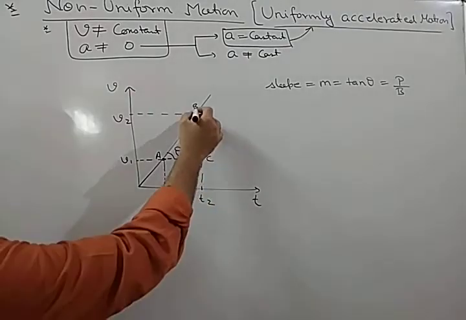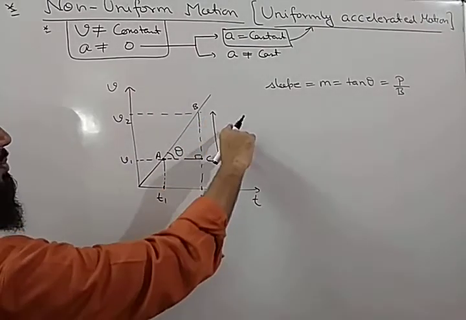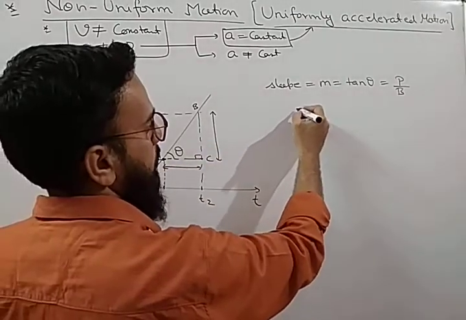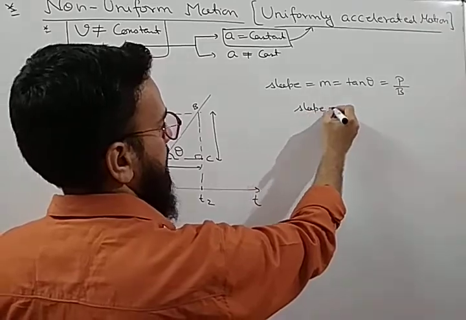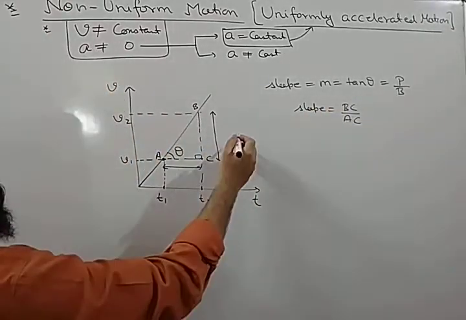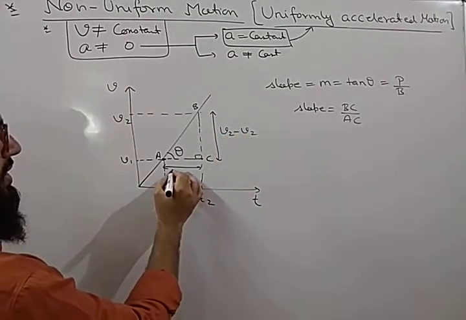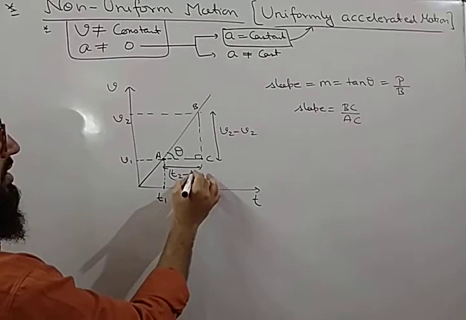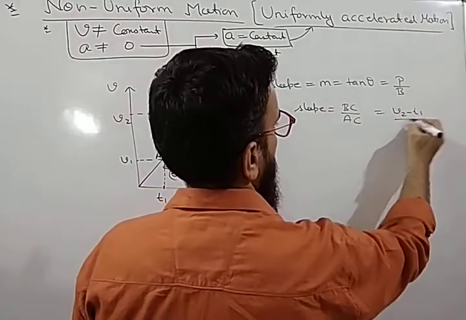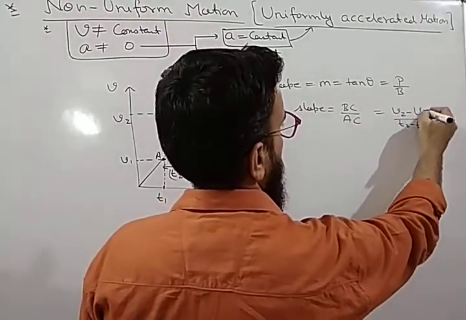If we consider this right angle triangle, what will be the perpendicular? The perpendicular is BC and the base is AC. So we can write here slope is equal to BC upon AC. What will be the value of BC? It will be V2 minus V1. And what will be the value of AC? It will be T2 minus T1. So we can write here it is V2 minus V1 upon T2 minus T1.